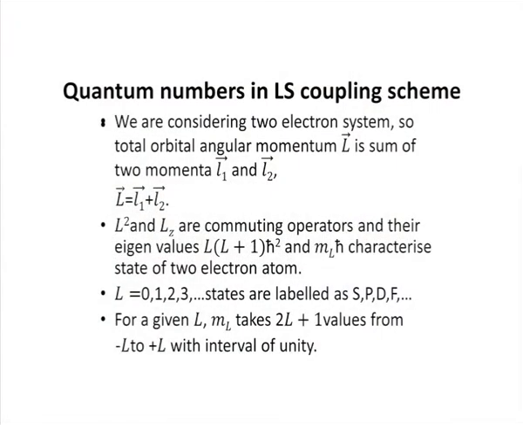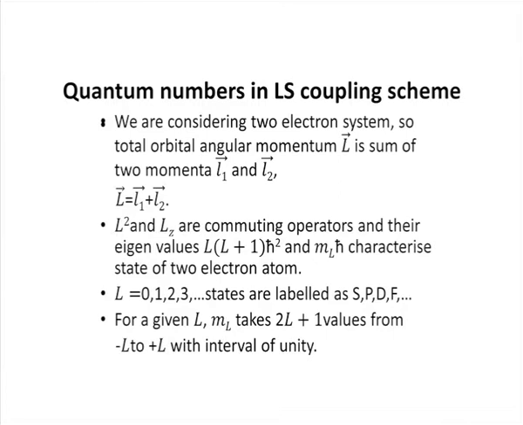Now, what are the quantum numbers in LS coupling scheme? We are considering two electron system. So, total orbital angular momentum L is the sum of two momenta L1 and L2. So, L vector is L1 vector plus L2 vector. L square and Lz are commuting operators and their eigenvalues are L into L plus 1 h bar square and ML h bar, and capital L again takes the values 0, 1, 2, 3 etc., and these states are labeled by S, P, D, F.